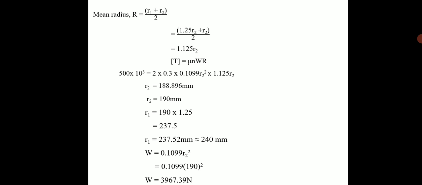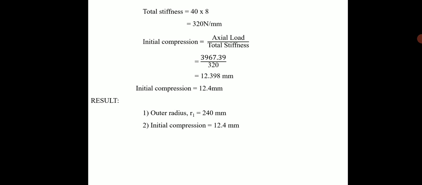Therefore, r1 is equal to 190 into 1.25, which is equal to 237.5. Rounding off the value, r1 is equal to 240 mm. W is equal to, substituting the value in equation 1, 0.1099 r2 square. We obtain W is equal to 3967.39 Newton, and the total stiffness is equal to k into n, which is equal to 320 Newton per mm.